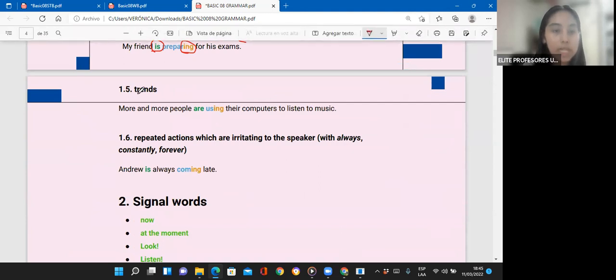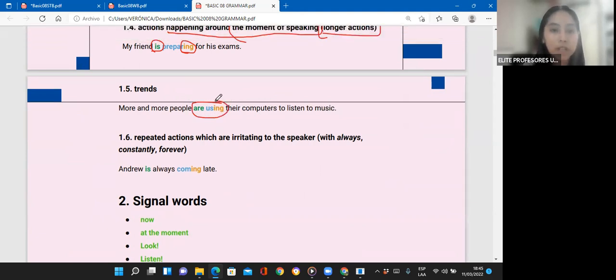Next we have trends. More and more people are using their computers to listen to music. Okay, something that it's becoming very common day by day. It means that more and more people are using, I don't know, maybe TikTok, Instagram, Twitter, some things like that, okay? I'm guessing you know the meaning of trends is very obvious now in these days. So you can use the ing in this type of cases too.